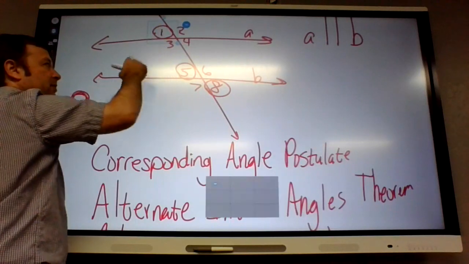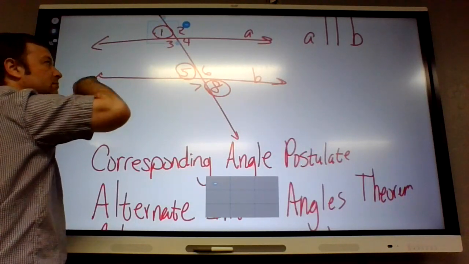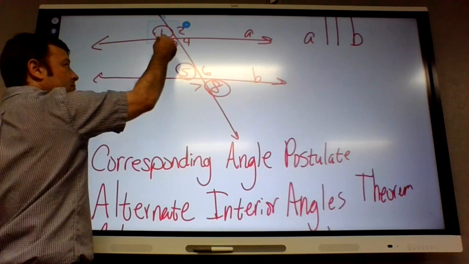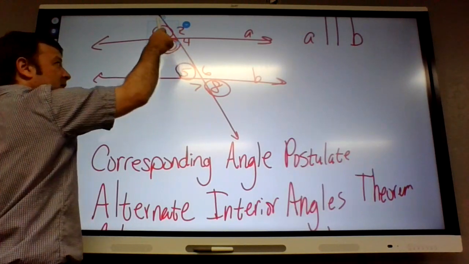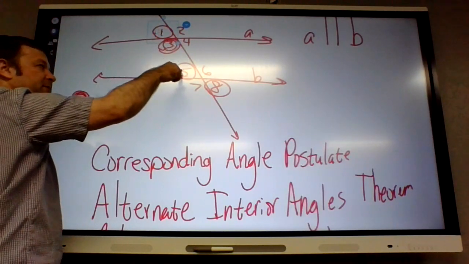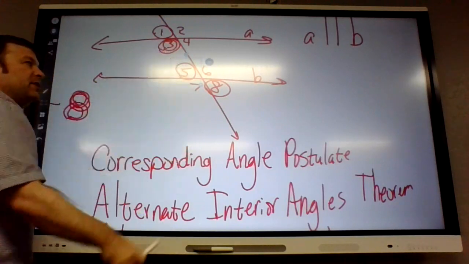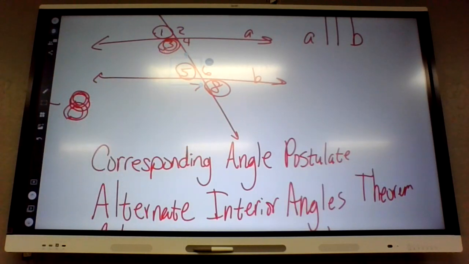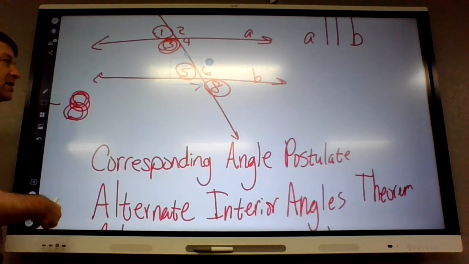What do we know about 1 and 3? They add up to 180. They're supplementary. So if 1 is the same thing as 5, then 5 and 3 have to add up to 180, right? So that's kind of a little proof of what I said.